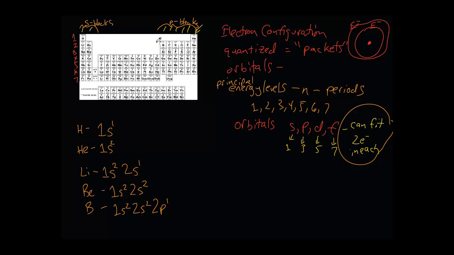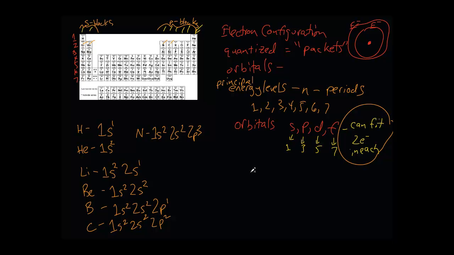For example, carbon has 1 more electron than boron. So now we're going to fill up the 1s2. We're going to fill up the 2s2. We're going to fill the 2p1, and now we're going to 2p2. And it continues from there to nitrogen, which is going to be 1s2, 2s2, 2p3.